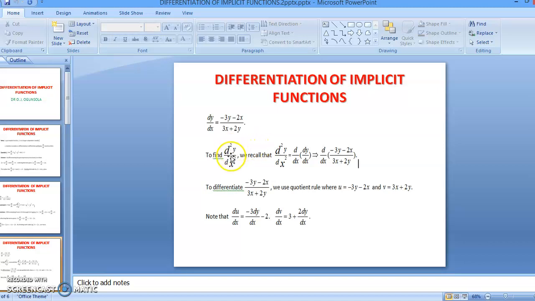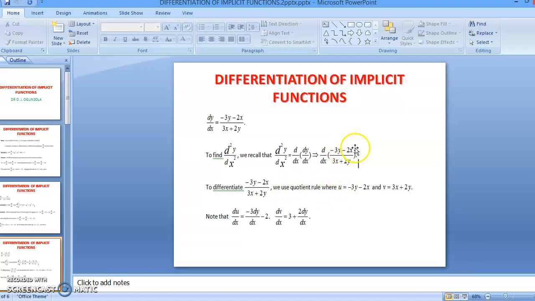Now, to find d squared y over dx squared, we recall that d squared y over dx squared is equal to d/dx of dy/dx, which is d/dx of what we have obtained as our dy/dx in the earlier solution. So that will be d/dx of minus 3y minus 2x all over 3x plus 2y. Now, to differentiate that, we use the quotient rule, because the function is now rational.